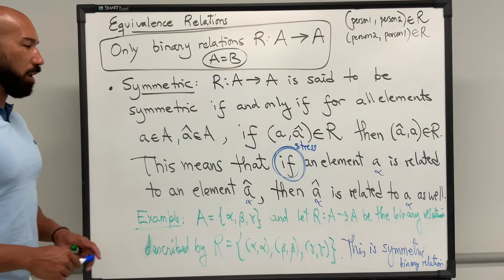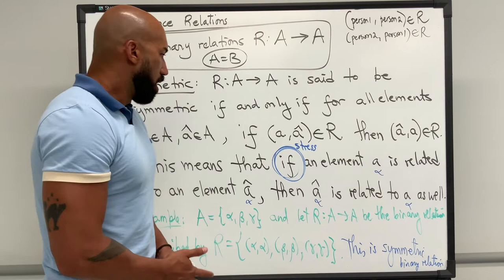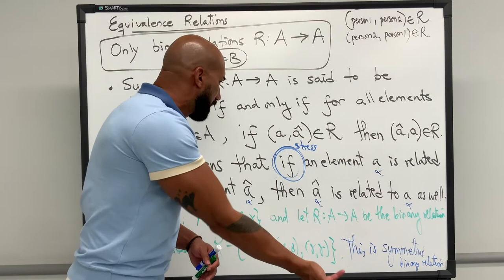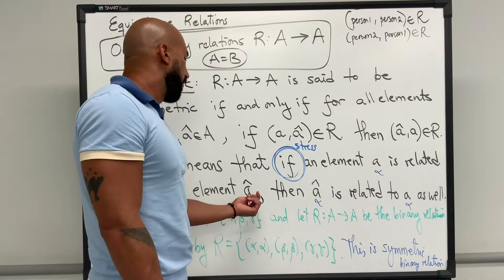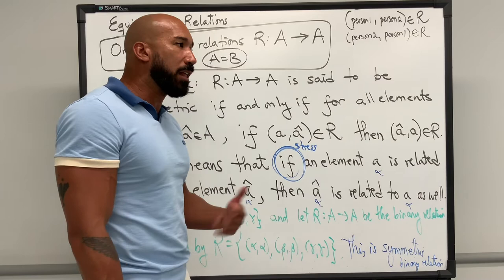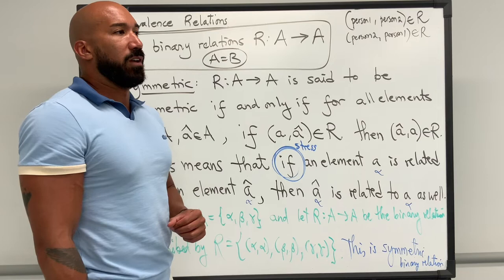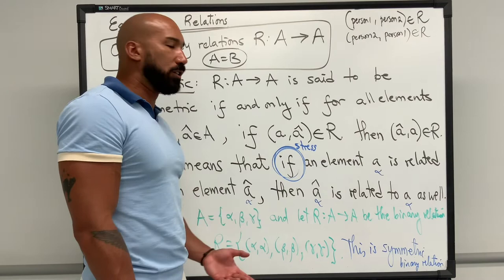All right, so nothing here is telling us that we need pairs with different components, or that we need an exact number of pairs, nothing like that. If we have an element related to a second element, that second element must be related to the first, in the case that we have a first related to a second. Obviously, a binary relation is a non-empty subset of the Cartesian product, in this case of A Cartesian product A. So we need at least one pair there.